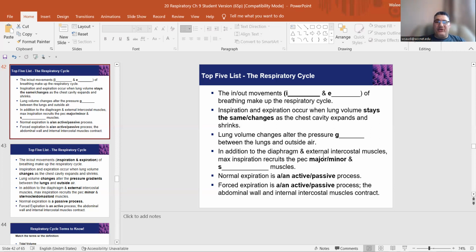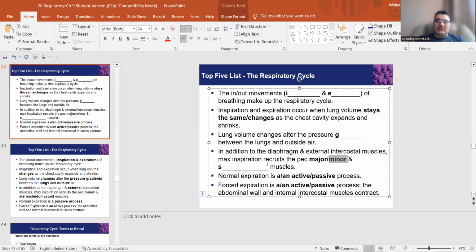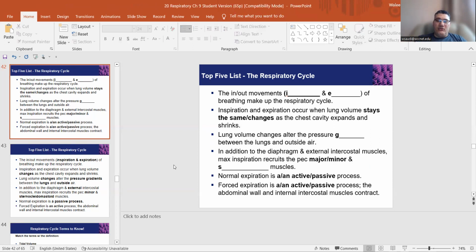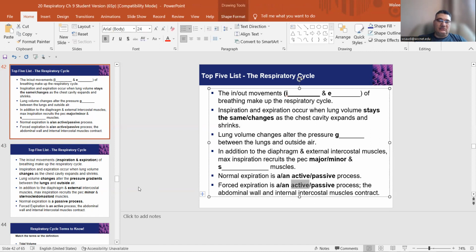What else besides the diaphragm and external intercostals is used in maximal inspiration? Pectoralis minor, it's in the picture, plus sternocleidomastoid. This is the muscle here in the side and front of your neck. Is normal expiration active or passive? Expiration, of course, is passive. Just let it go. Forced expiration is active.